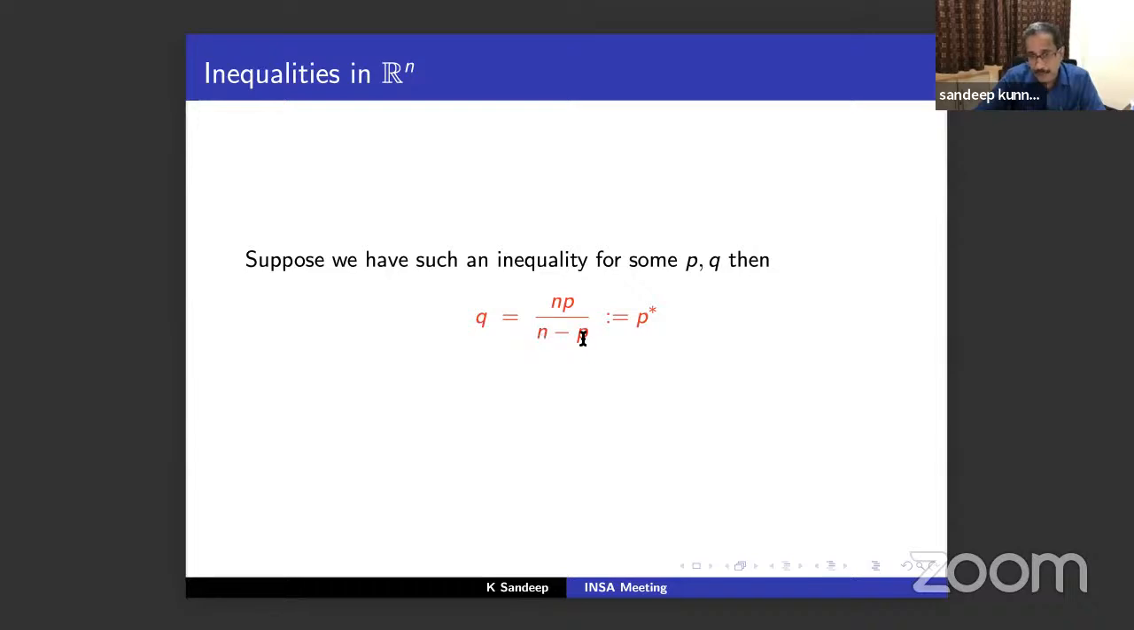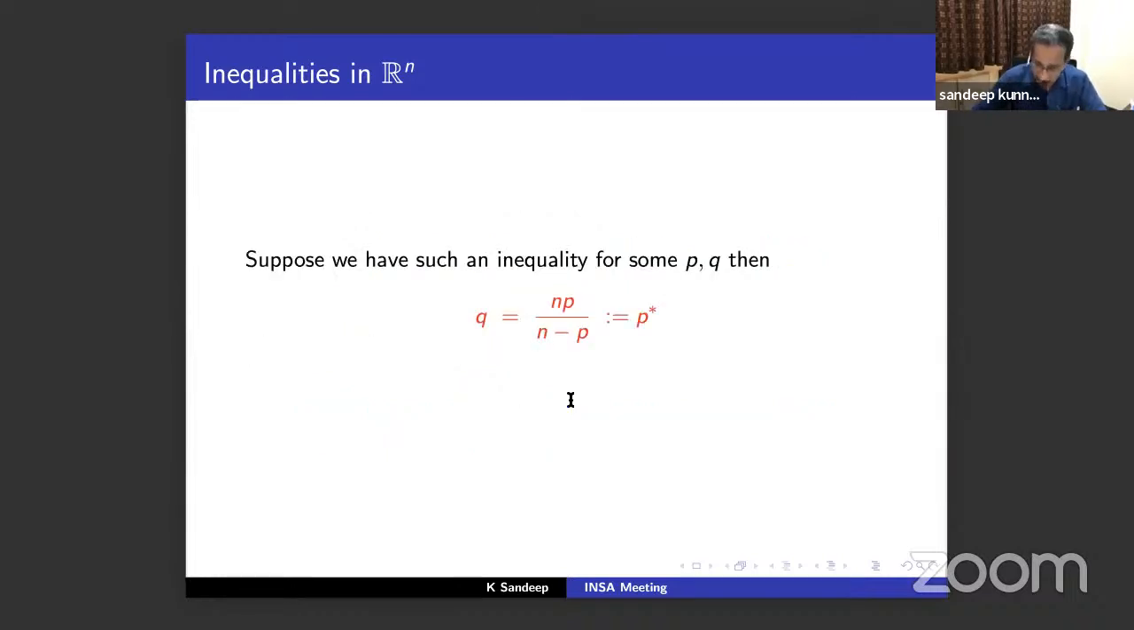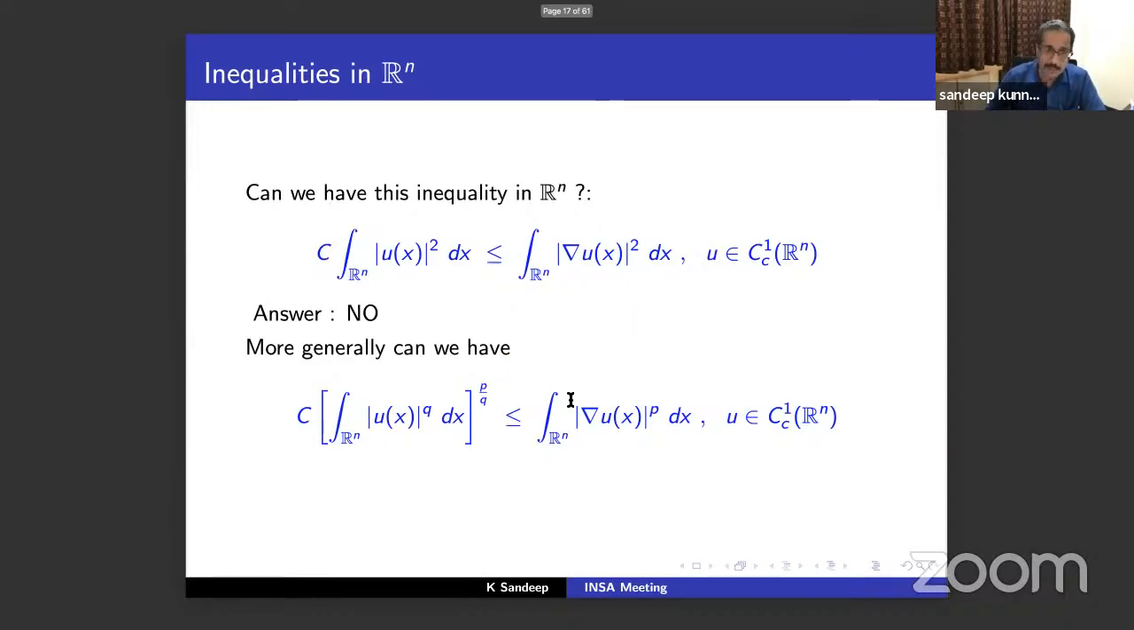So that way you will immediately get that p has to be less than n, and then q has to be this relation. So if we need this kind of an inequality, that is not true for any q. Once you fix a p which is less than n, there will be a corresponding q which I denoted as p star. So the inequality says that if there is an inequality, there is a relation between p and q. Now the next question is, do we really have such inequalities with this choice?